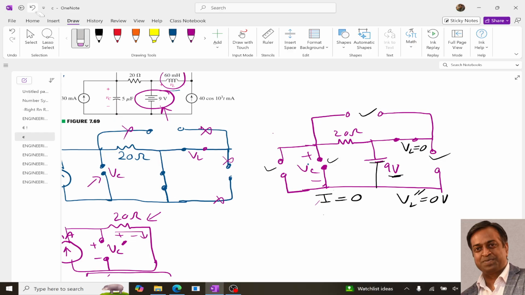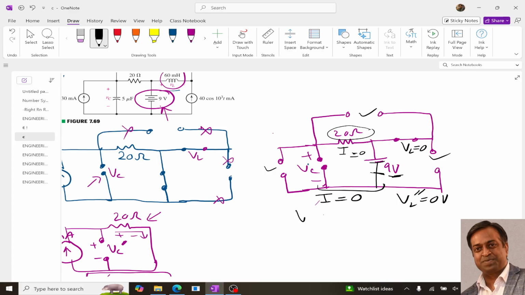And what is the voltage across VC? Now if you look at this circuit, at this part, this VC, the capacitor, is directly in parallel with the 9 volt battery. Since the current flowing through the 20 ohm is 0, right? So there will not be any voltage drop across the 20 ohm.